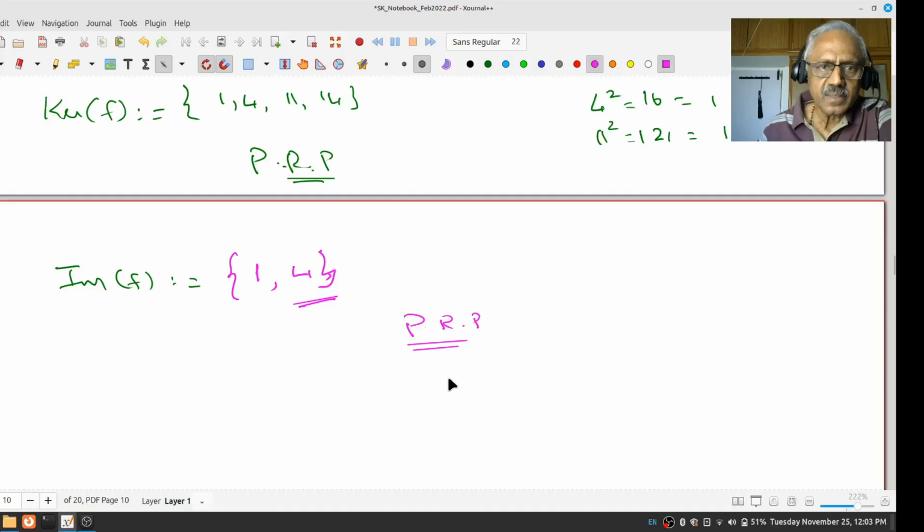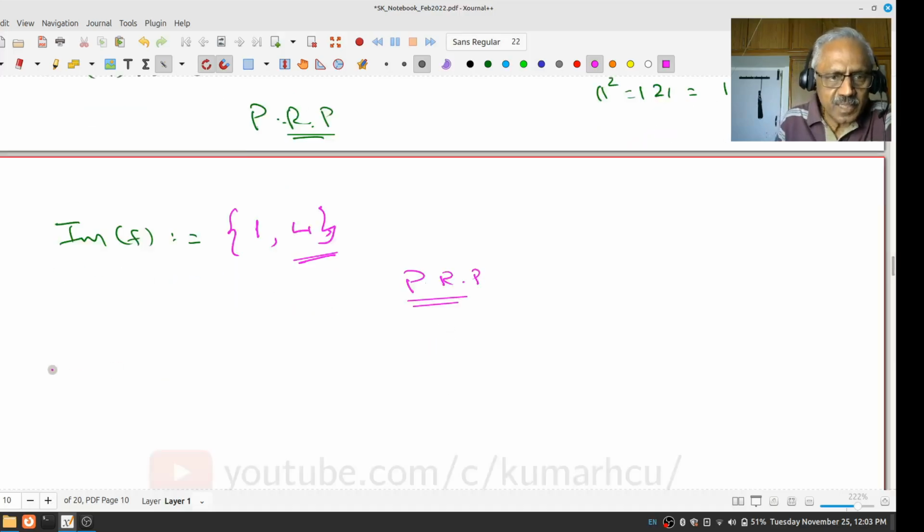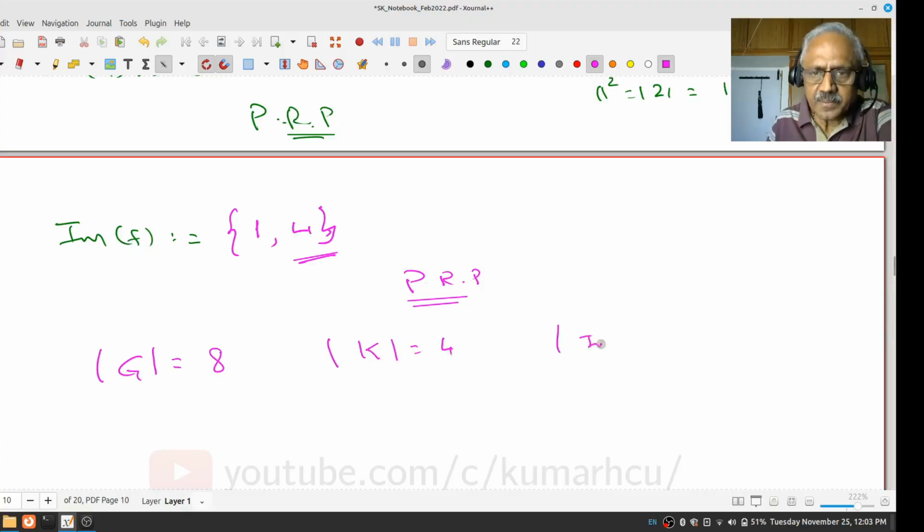Now again observe something interesting. What is the number of elements in G? 8. What is the kernel of f? It has 4 elements, and the image of f has 2 elements.